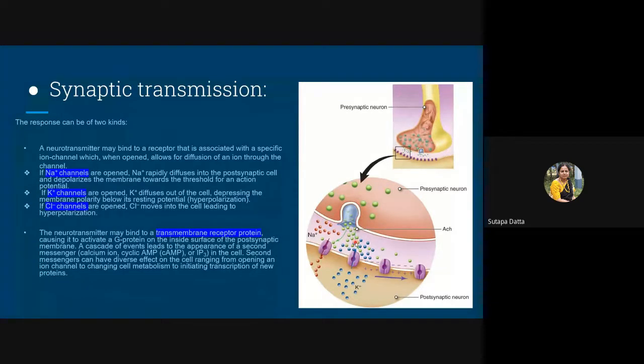Okay. So if the potassium channels are opened, potassium diffuses out of the cell, and as there is positive ion loss, it will depress the membrane polarity below its resting potential. That's why in the action potential, you can get a declining graph. That part is known as hyperpolarization. This is due to loss of potassium ions. We know that the sodium channels are fast opening and they close fast also, but the potassium ion channels open later and they open for a longer period of time. So as the potassium channels stay open for a longer period of time, there is net loss of potassium ions, that is net loss of positive ions from the cell. That's why in the graph you can see hyperpolarization, or a declining graph.